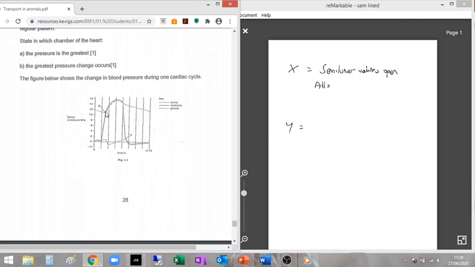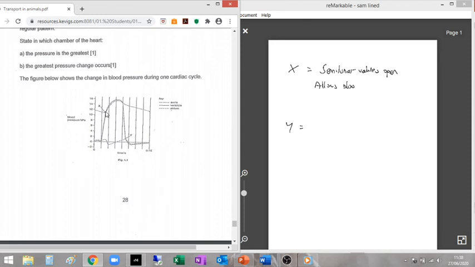And that allows the blood to flow along a pressure gradient from the ventricle and into the aorta. And that is why the pressure in the aorta then starts to increase. But it's also why the pressure in the ventricle starts to level off. It's still increasing because the ventricle is still contracting further and further, but that pressure starts to level off a bit.